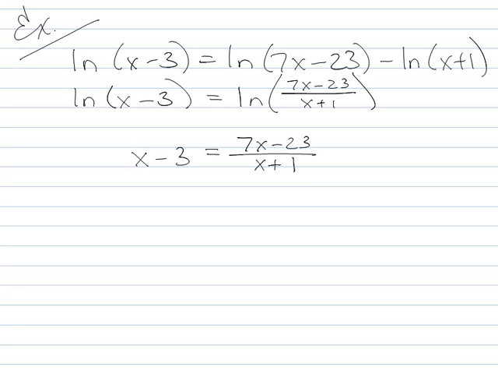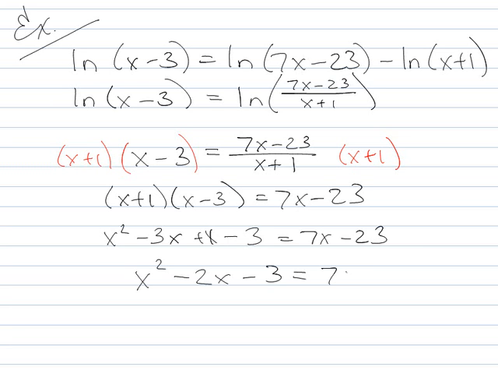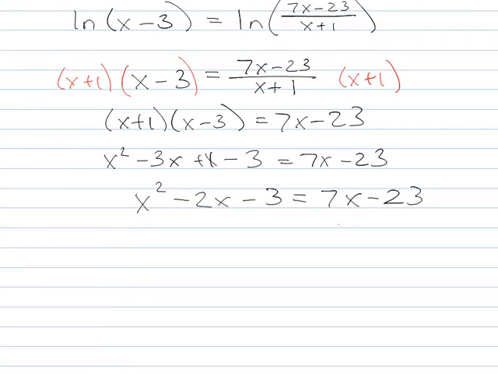Now, just like last time, we want to get the x plus 1 out of the bottom. So you see, really, I don't think it's the log part that's so awful. I think it's going to end up being the actual algebra part. So we've got this now. So let's go ahead and multiply it out. First, outer, inner, last. 7x minus 23. X squared minus 2x minus 3. And if I'm going too fast, just pause it. I don't know how fast you need to go. I'm just making some progress.